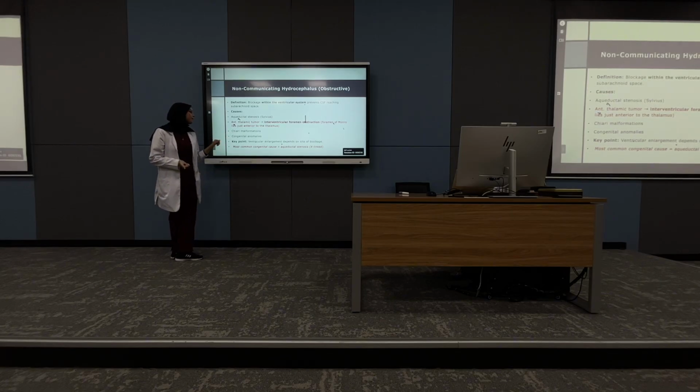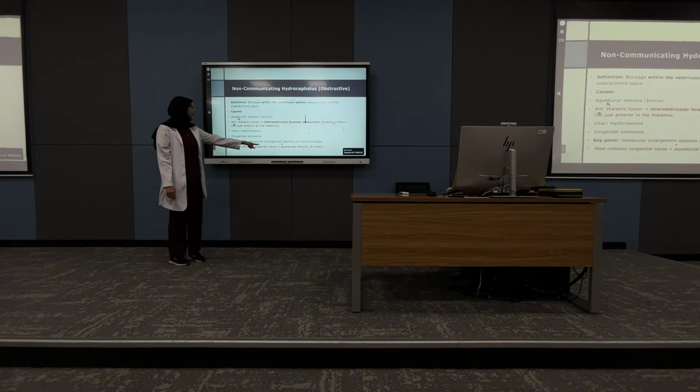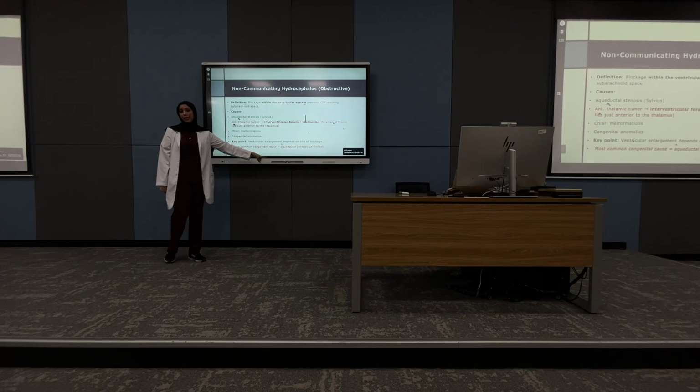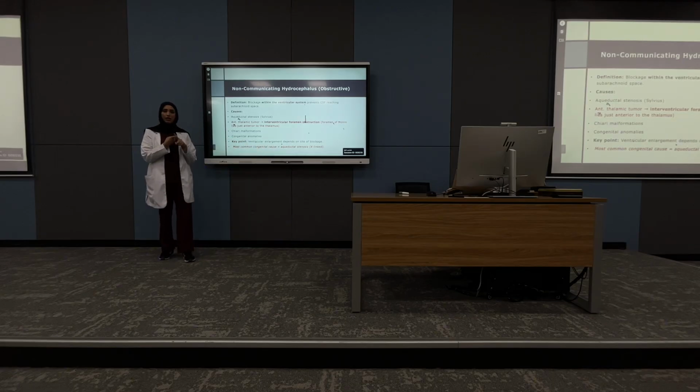Congenital anomalies. As I said, ventricular enlargement will depend on the site of obstruction, and the most common congenital cause is aqueductal stenosis, but it can also occur in old age. So it has two reasons, either congenital or in old people.